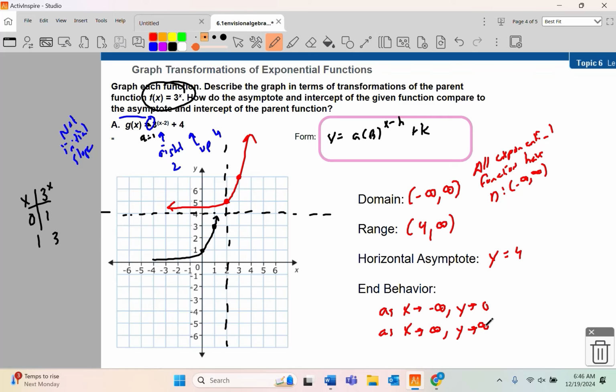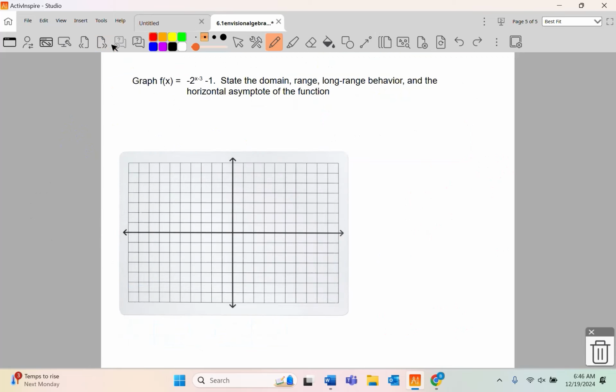Four out of 5 done. There's one more that I'm going to do with you in these notes, and it's this guy. Let's talk about our shifts here. This is a down 1. This is a right 3. And that little negative symbol, that is a vertical reflection. So I'm going to start by graphing 2 to the x.